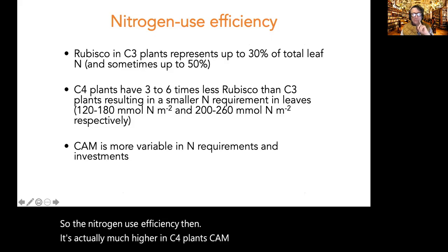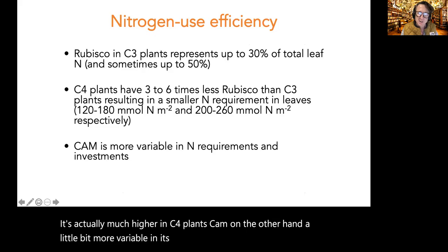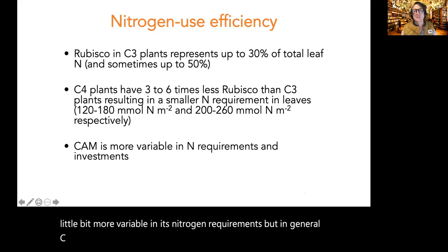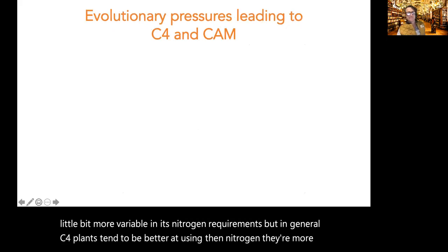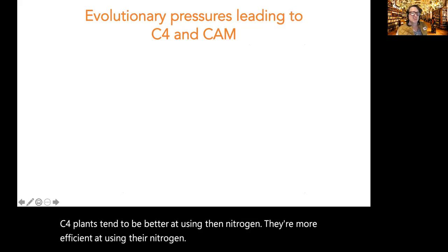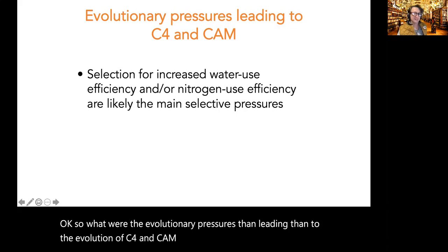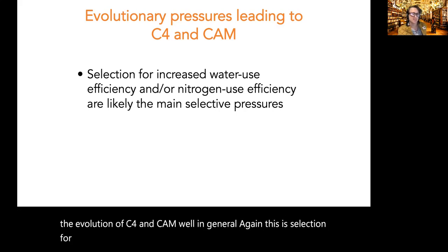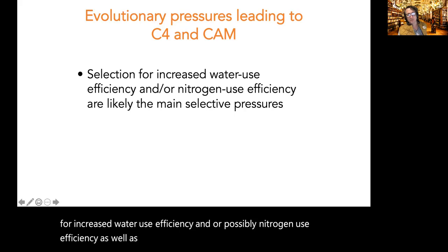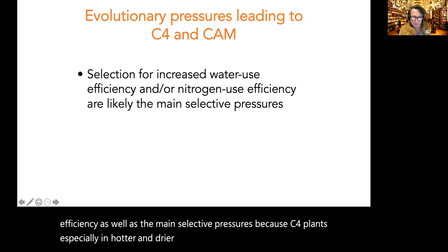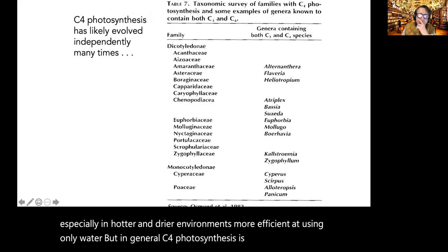CAM, on the other hand, is a little bit more variable in its nitrogen requirements, but in general, C4 plants tend to be better at using nitrogen. They're more efficient at using their nitrogen. Okay, so what were the evolutionary pressures leading to the evolution of C4 and CAM? Well, in general, again, this is selection for increased water use efficiency and/or possibly nitrogen use efficiency as well as the main selective pressures, okay? Because C4 plants, especially in hotter and drier environments, are more efficient at using not only water, but in general, C4 photosynthesis is also more efficient at using nitrogen.